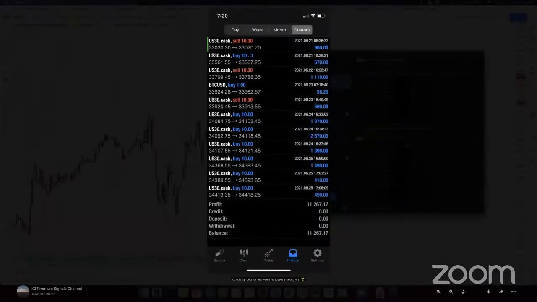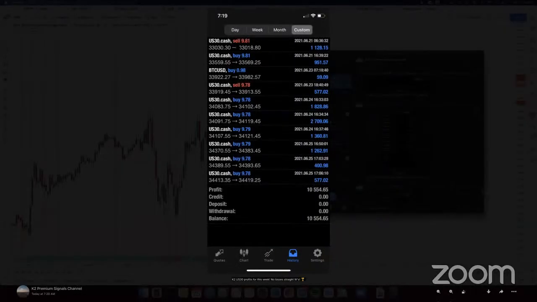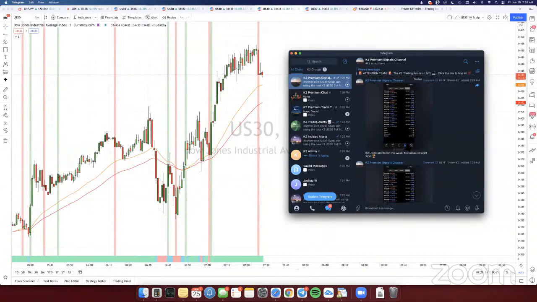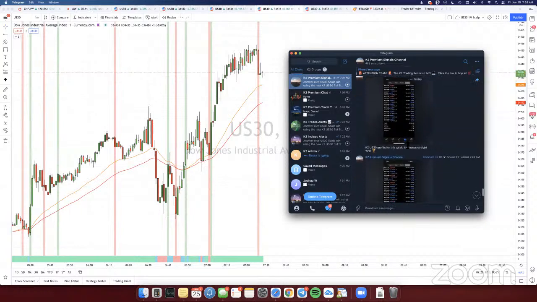This is my main account. You can see it's like 10 lots per trade. For this one over here, they're kind of weird, right? They're like 9.8, 9.7 because the copier copies it to my other account. That's pretty much how I'm able to take trades on two accounts.